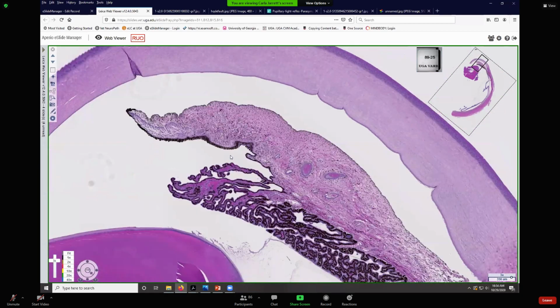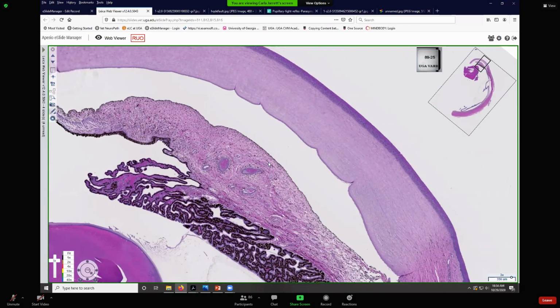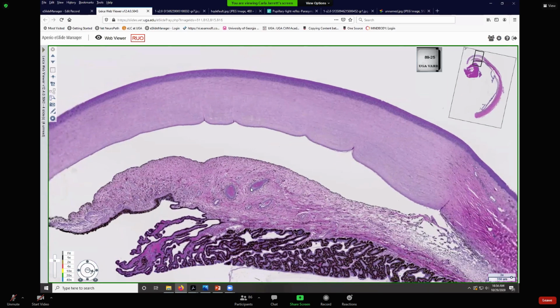It has an anterior limiting membrane. So this is anterior towards the cornea. So the anterior limiting membrane would be right here. Then we have iris stroma. Then we have the posterior epithelium. So let's take a look at that.